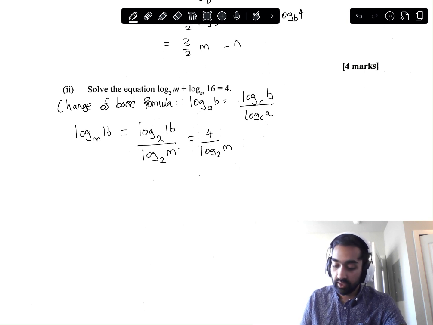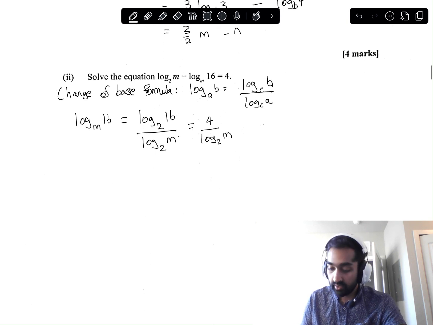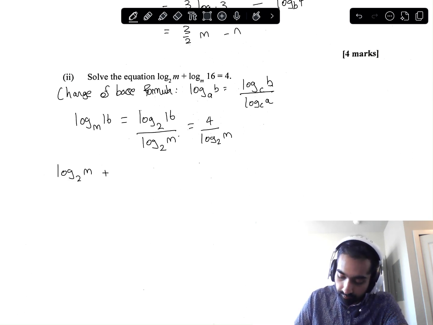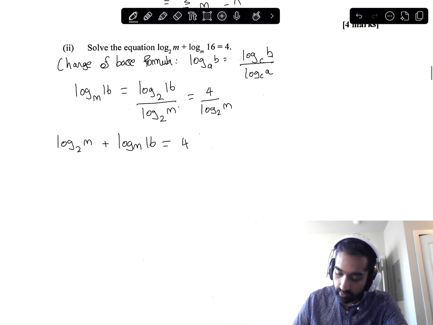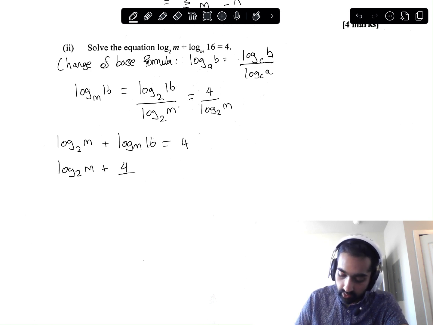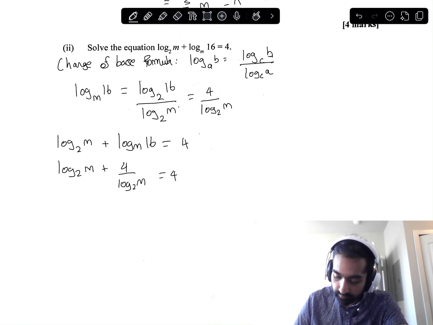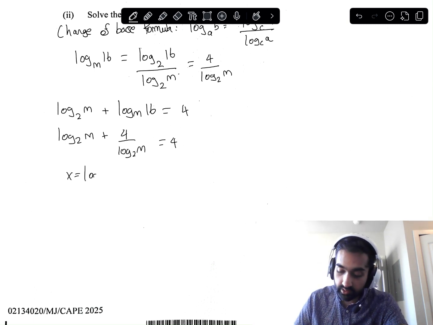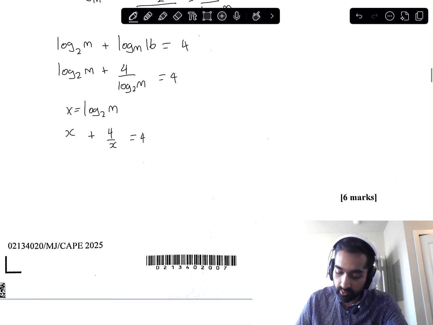So now I'm going to start solving the equation, and I'm going to replace log base m of 16 by this expression, because now everything will be the same base. Writing over the equation, log base 2 of m plus log base m of 16 equals 4. Substituting, log base 2 of m plus 4 over log base 2 of m equals 4. Now you should realize this is a quadratic. Let x equal log base 2 of m. Then it becomes x plus 4 over x equals 4.